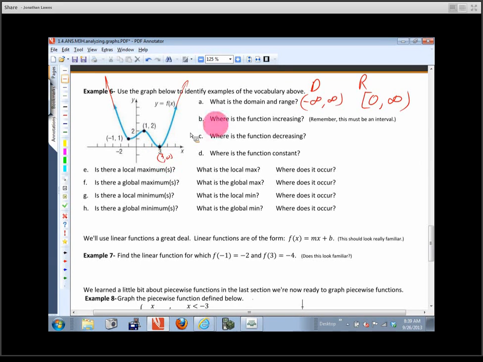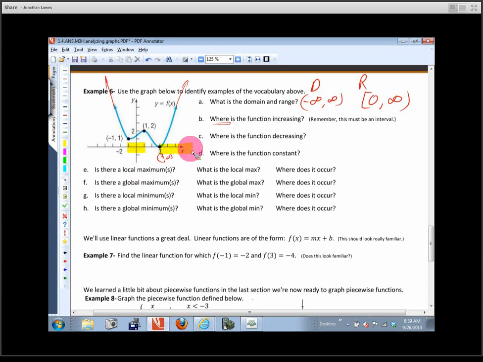Look at the question here. Where is this happening? Where is this increasing? That is a question about the x-coordinates. So I'm going to grab my highlighter here. What's it doing here? Increasing or decreasing? Decreasing. What about from here to here? So from here to here, and then again from here to here.